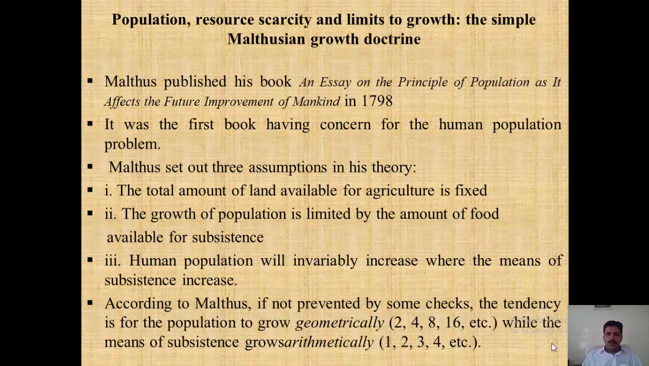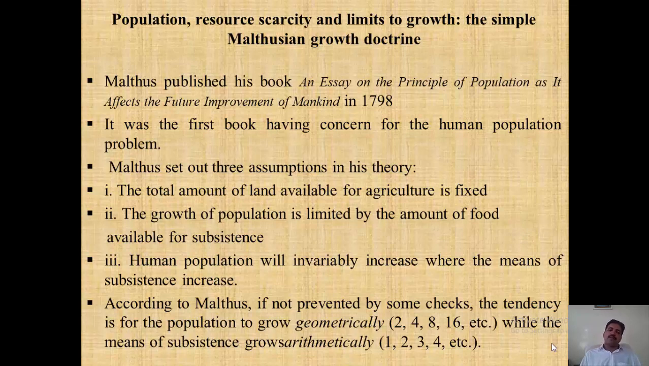Malthus set out three assumptions in this theory. The total amount of land available for agriculture is fixed. Number two, the growth of population is limited by the amount of food available for subsistence. And number three, human population will invariably increase where the means of subsistence increase. According to Malthus, if not prevented by some checks, the tendency is for population to grow geometrically, while the means of subsistence grow arithmetically.